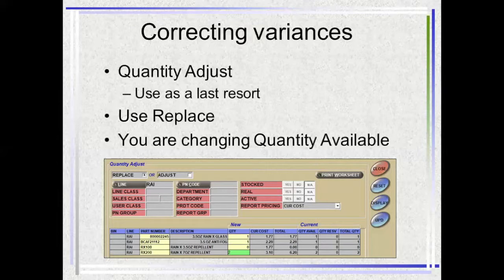Another feature in the quantity adjust screen is the display button. If you have a small line code or multiple changes on a line code that you counted, you can click on the display button after you check replace and enter your line code. This feature will then load all the part numbers for that line code and will allow you to scroll through them to make the changes to the quantity. Once done making all the changes, click on the update button and that line will update all at one time.